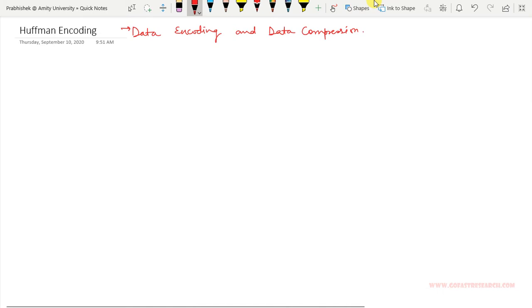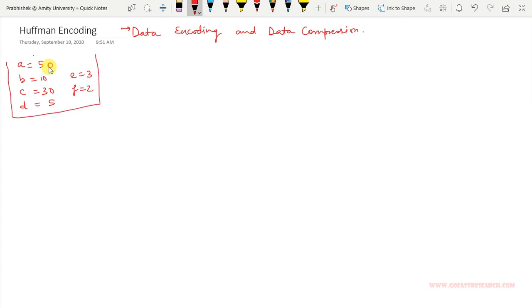So the question given to us is: a is equal to 50, b is equal to 10, c is equal to 30, d is equal to 5, e is equal to 3, f is equal to 2. This is a message which consists of 100 characters. The total number of characters in this message is 100. The frequencies are given: a is coming 50 times, b is coming 10 times, e is coming 3 times, c is coming 30 times, f is coming 2 times, and d is coming 5 times.